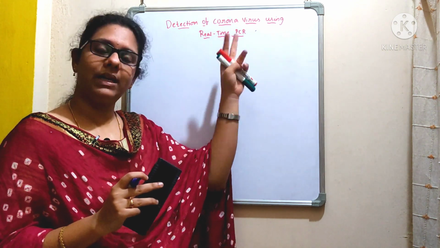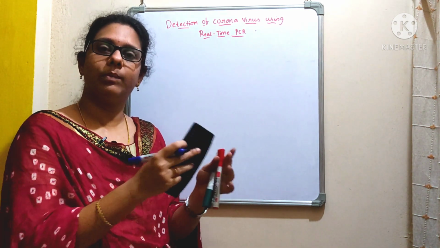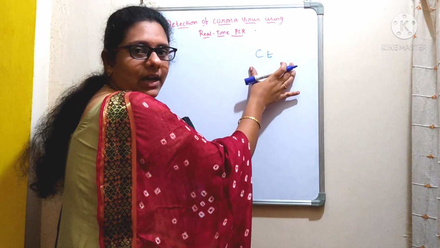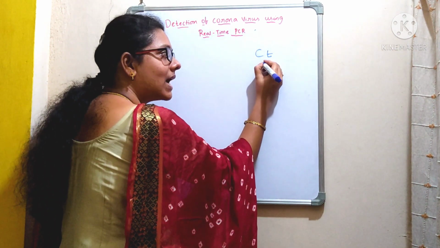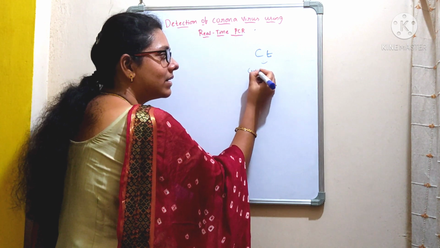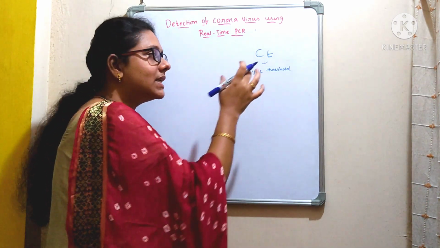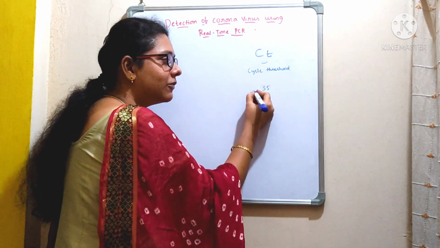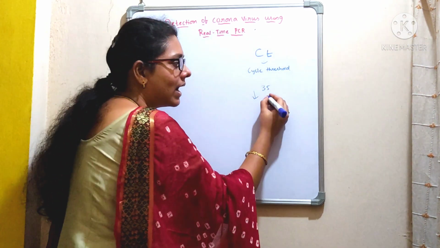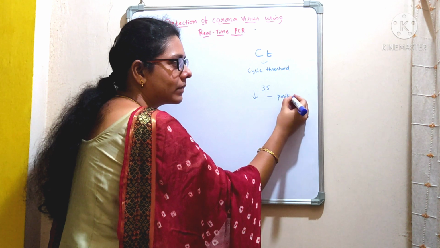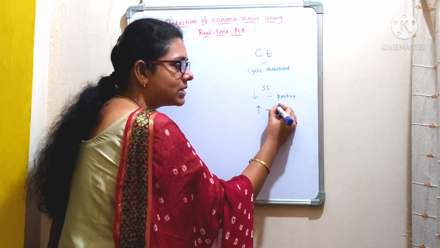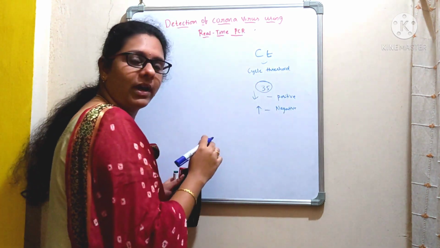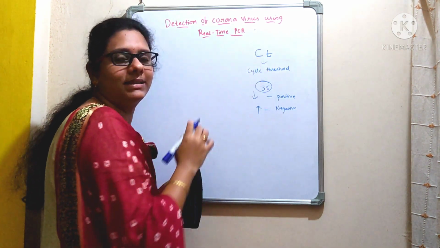Especially with this real-time PCR, when you observe the report of a patient, you will be given a CT value. Here the CT stands for cycle threshold. The fixed CT value is 35, and below 35 is reported as positive and above 35 is reported as negative. So what is this 35 and what is this CT value?